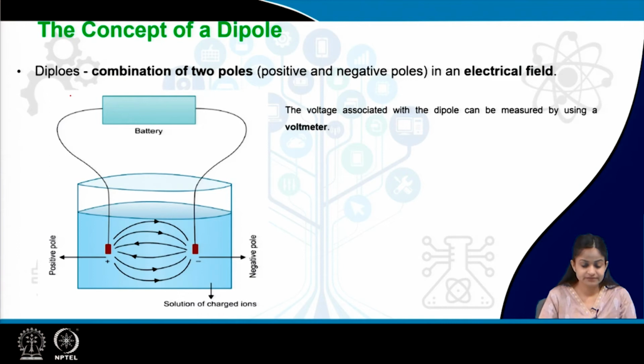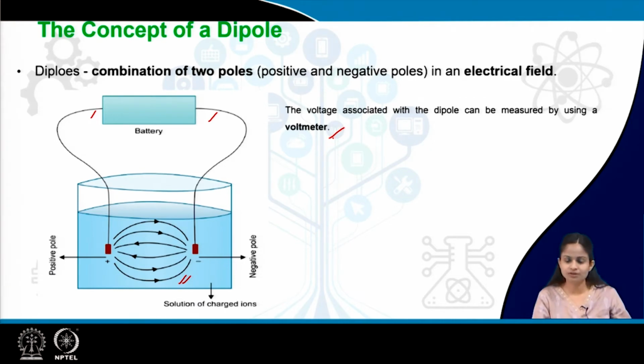In a dipole, whenever we put an electrically charged solution and attach the negative terminal of a battery to the charged solution at one end and the positive terminal to the other end, there is a flow of charges. This flow of charges occurs because of the voltage differences. So, the combination of these two poles, the positive pole and the negative pole, constitutes a dipole in an electric field which results in the flow of current. If I want to measure the voltage associated with this dipole, it can be measured with a galvanometer or a voltmeter.